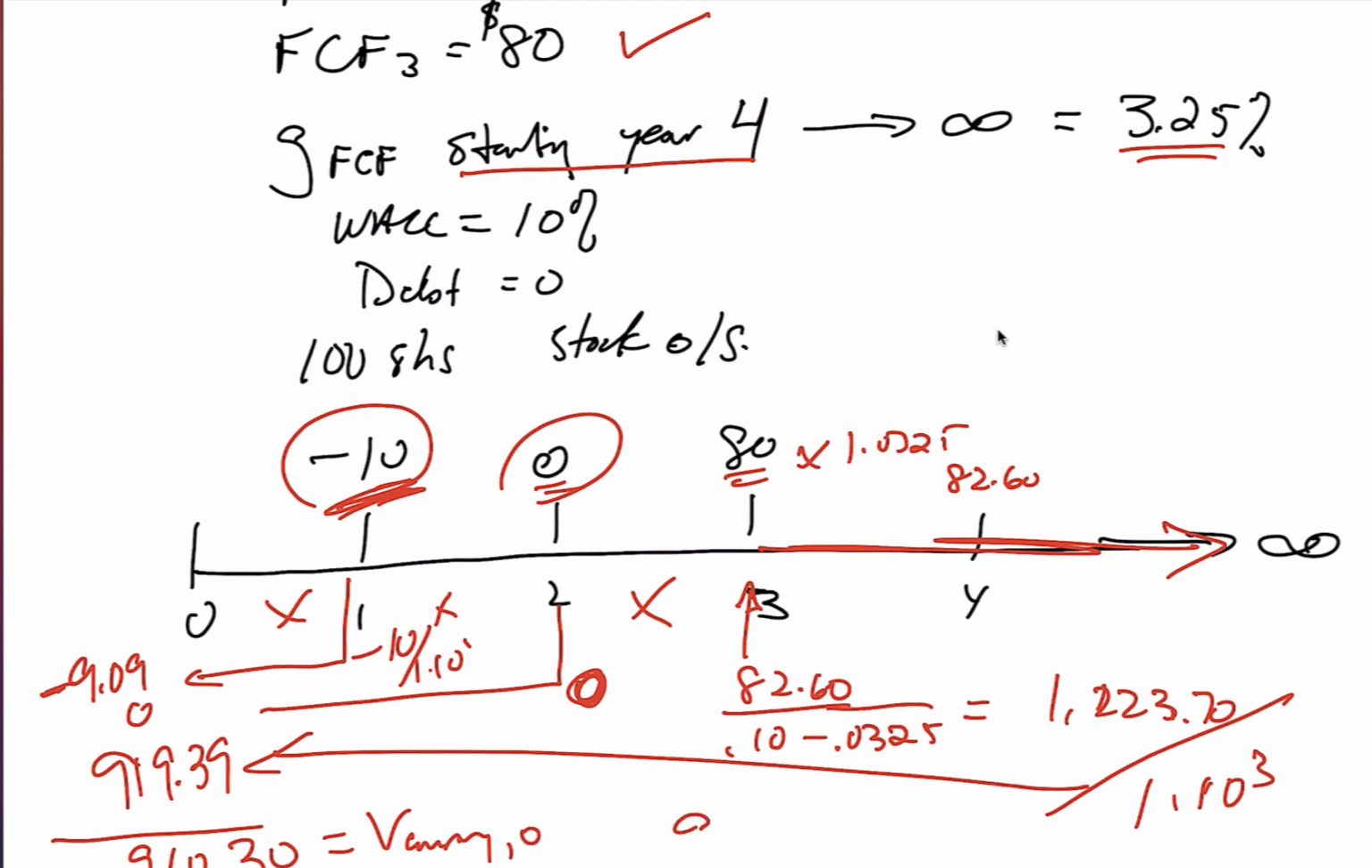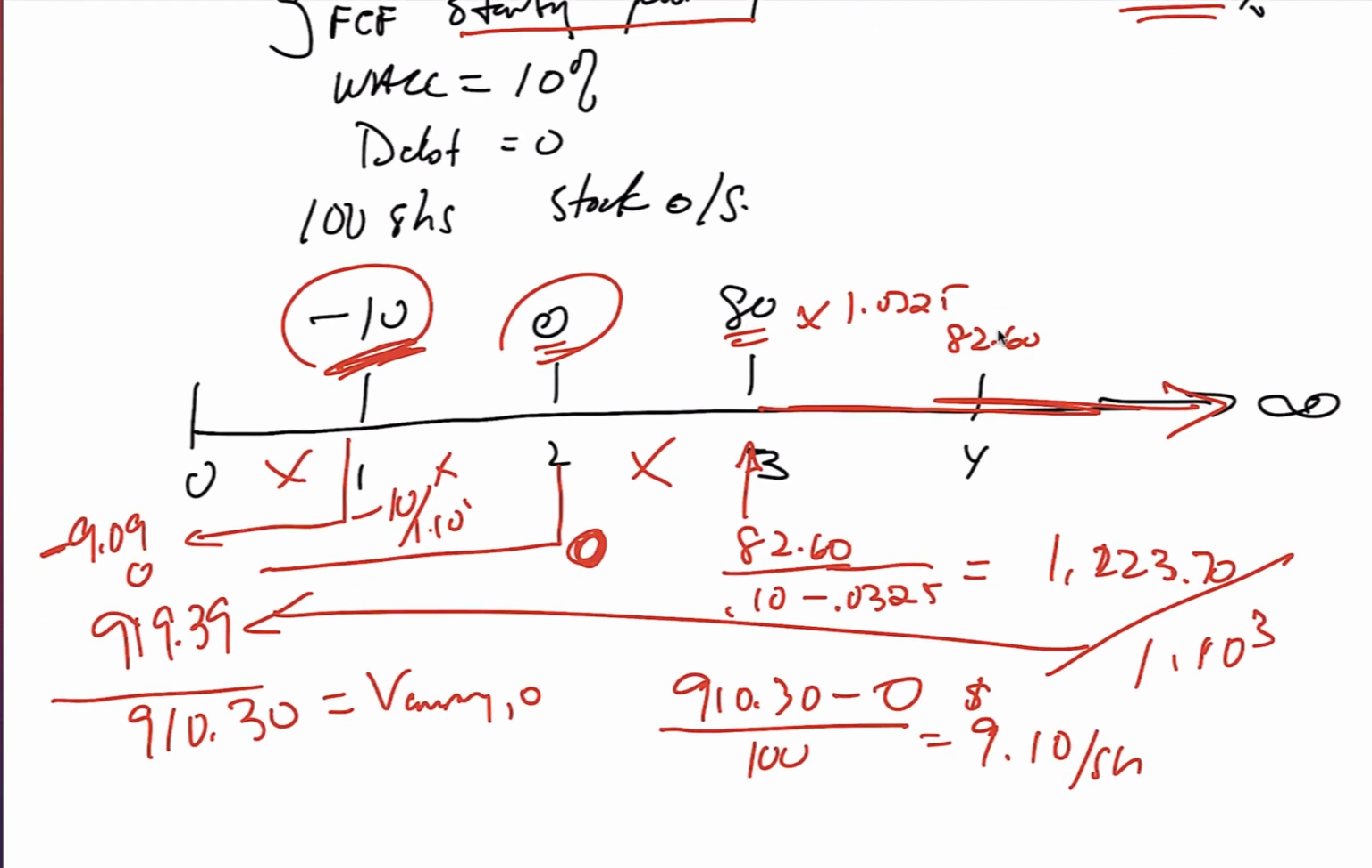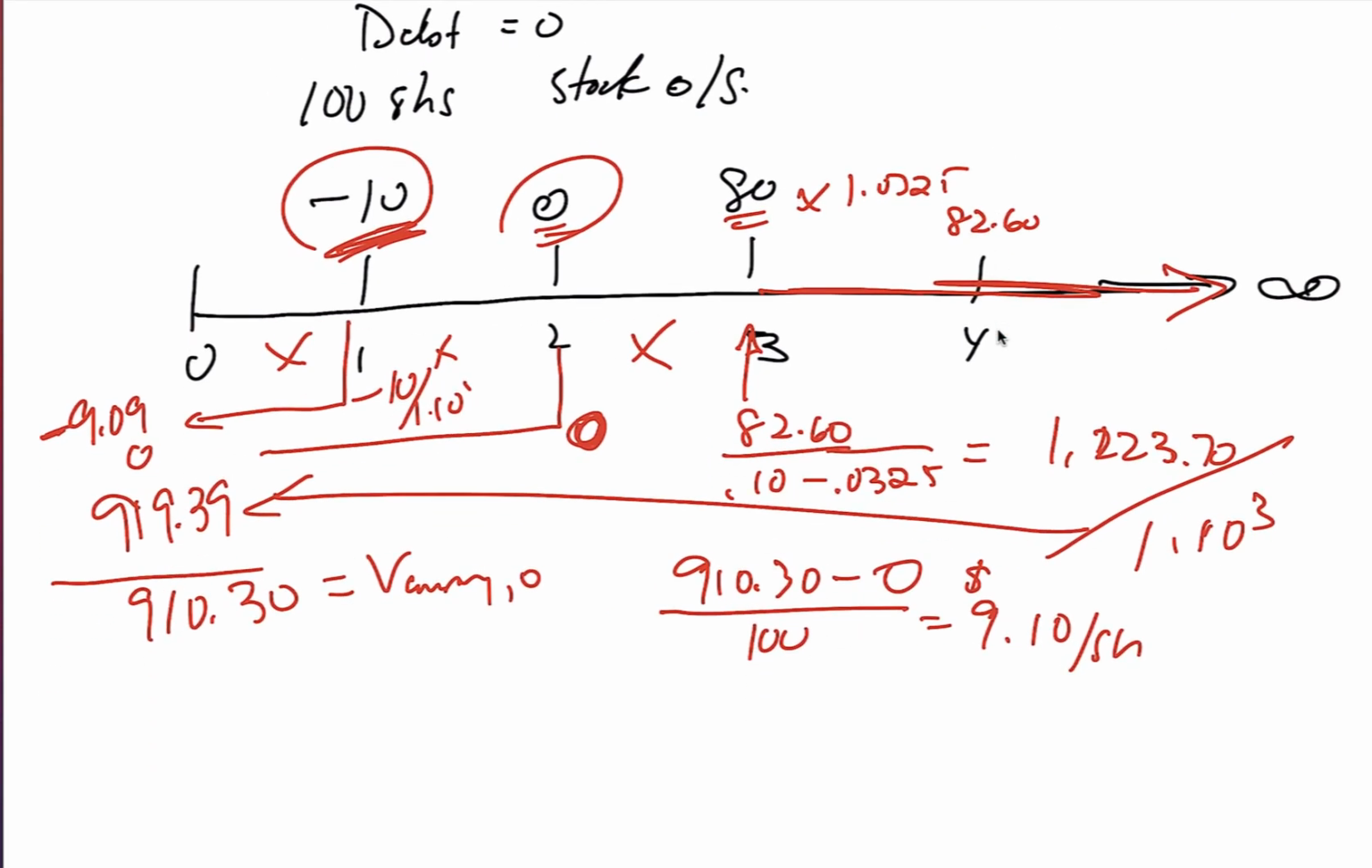And so we're going to take that 910.30, subtract 0 in debt. The firm has no debt, all equity. And we're going to divide it by 100 shares. And then we get $9.10 per share. That is the equity value of the company, $9.10.